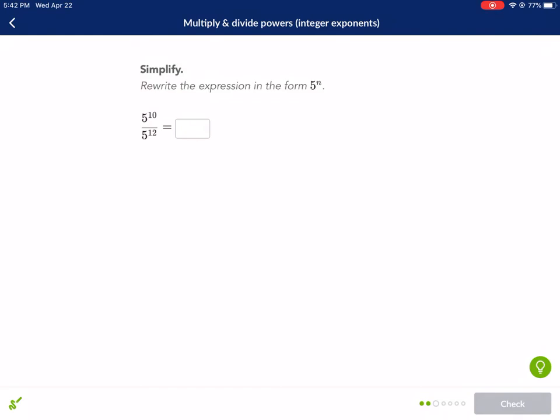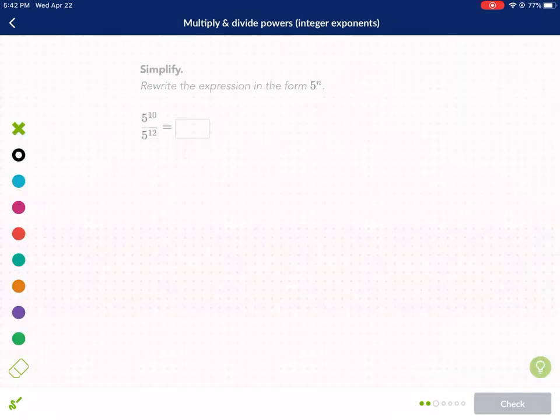Okay, now rewrite the expression in the form 5 to the n, so exponent form. Well, it's kind of like before. We have 5 to the 10th over 5 to the 12th. There are two ways to go about this. The way I like to do it is to think, okay, if I have 10 5s being multiplied in the top, they're going to cancel with 10 in the bottom, leaving 2. So they can't be 0 on the top. It's going to be 1 over 5 squared.